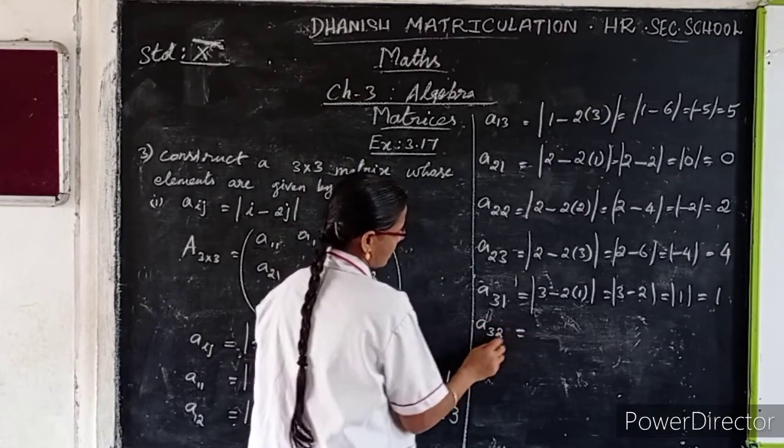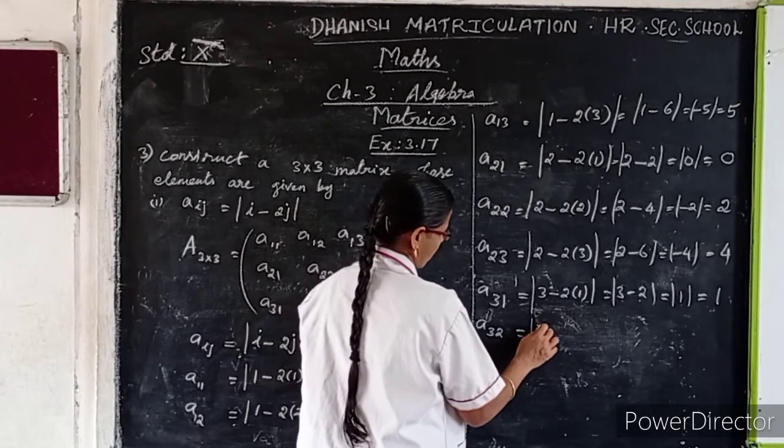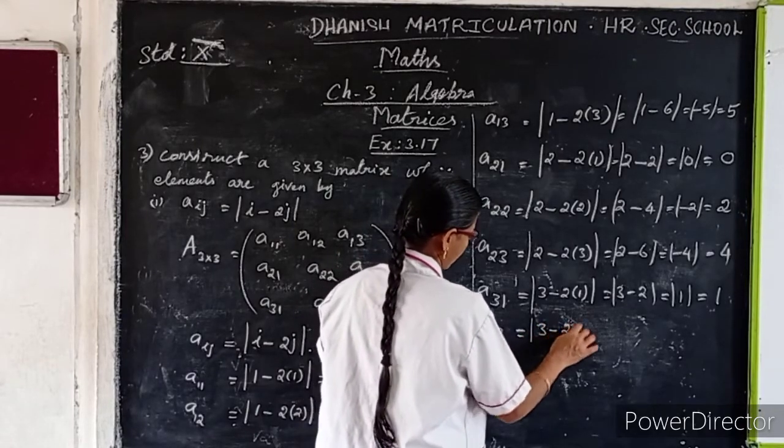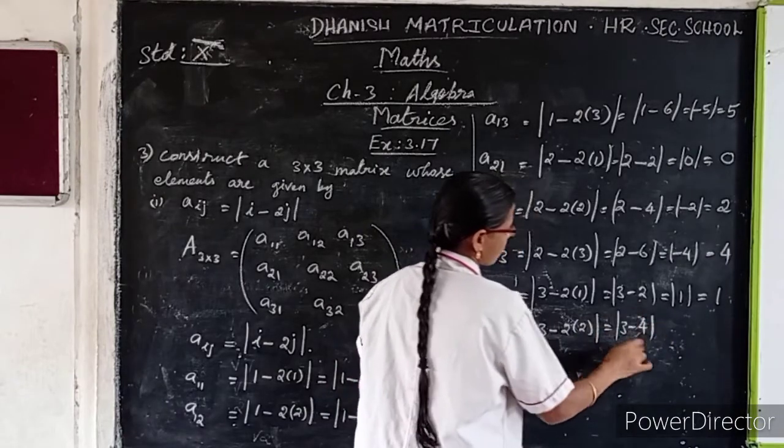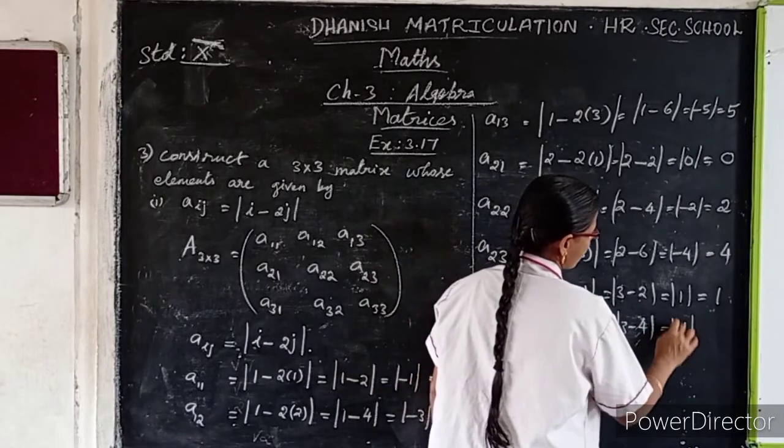A32. I is 3, j is 2. So modulus of 3 minus 2 into 2. 3 minus 2 2s are 4, minus 1 equal to 1.